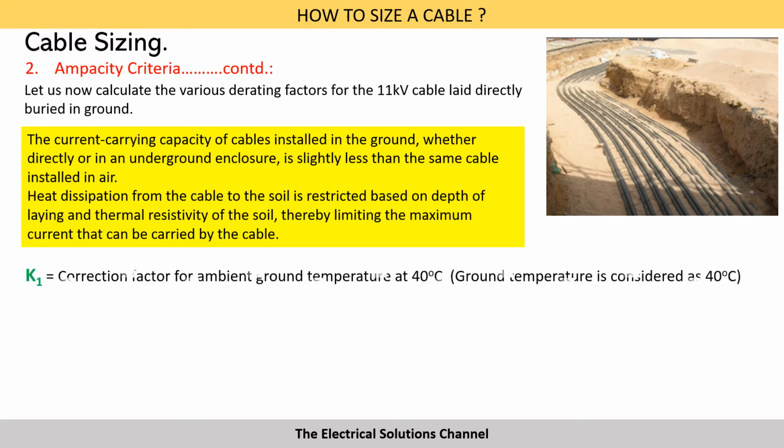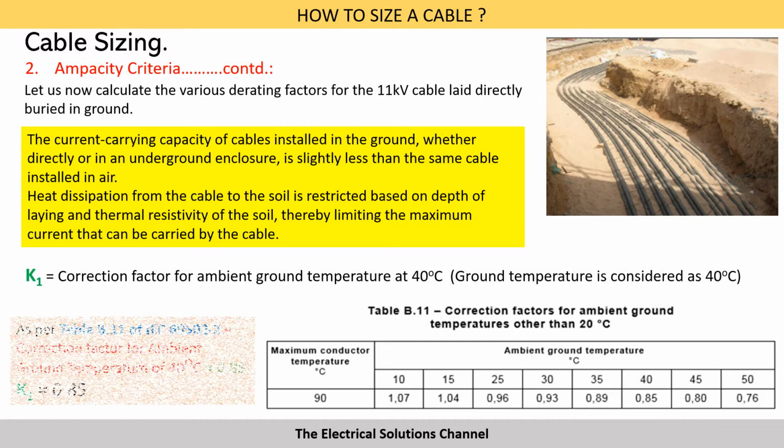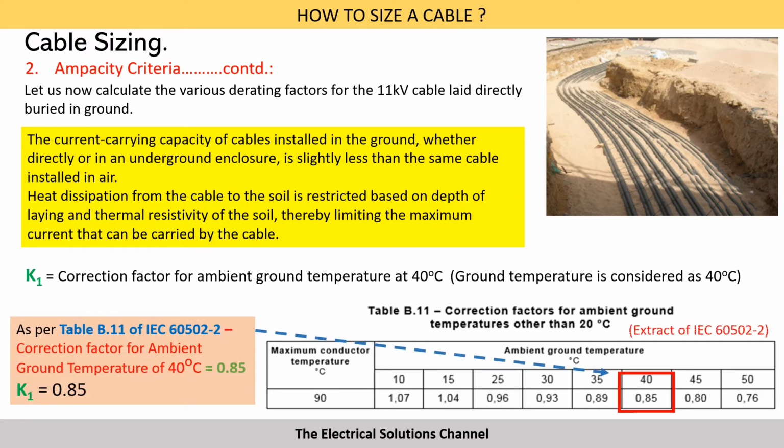So K1 is the correction factor for ambient ground temperature. The ground temperature in our example is considered as 40 degrees C. We have, as per Table B.11 of IEC 60502-2, K1 equal to 0.85, which is the correction factor for ambient ground temperature at 40 degrees centigrade.